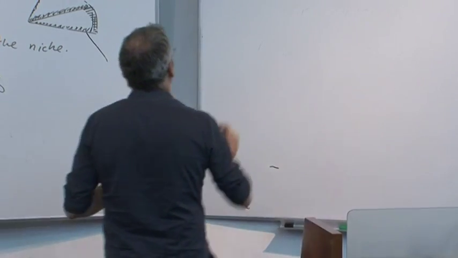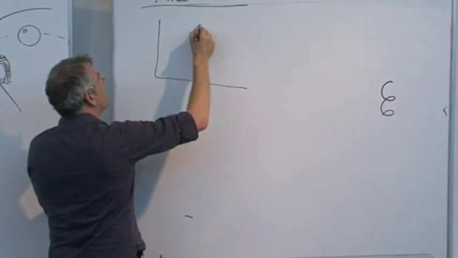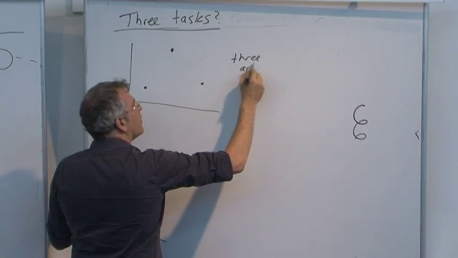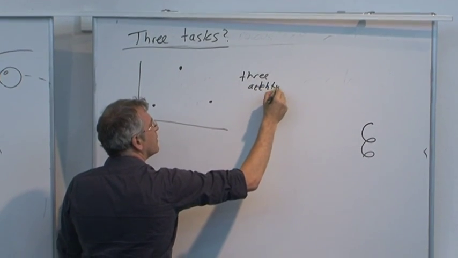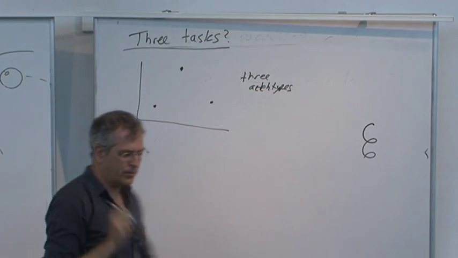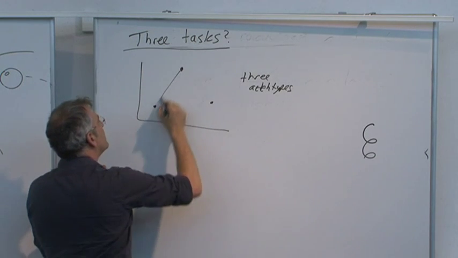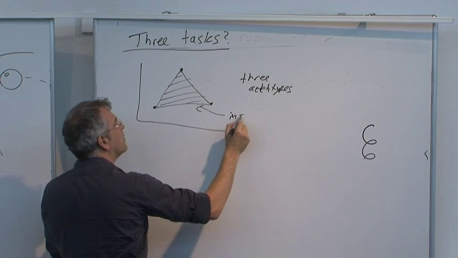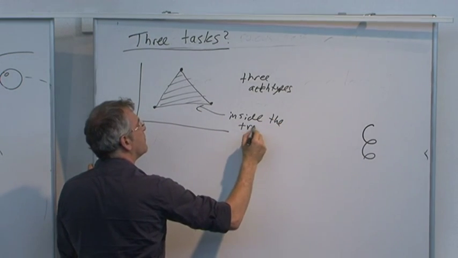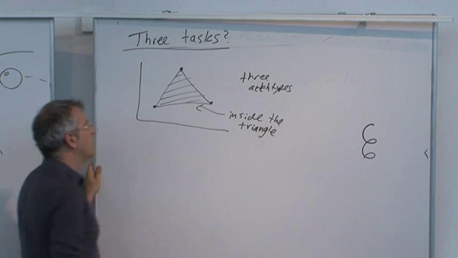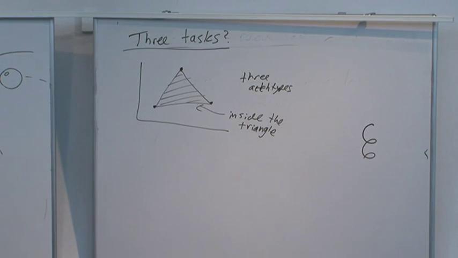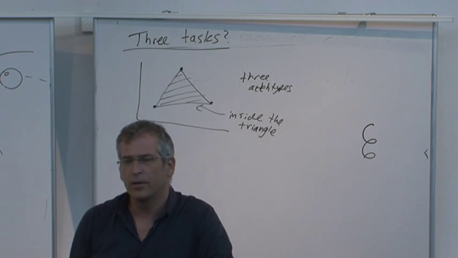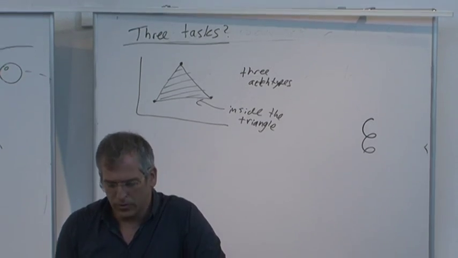So the answer is, if there's three tasks, first of all, I have three archetypes, right? Three performance functions, three archetypes. And the answer, with a similar kind of theorem, is that the optimum has to fall somewhere inside the triangle. So that's the Pareto Front in this case. And again, weighted averages of three archetypes make a triangle. So then there's no optimal point. So the question is, is there an optimal point?